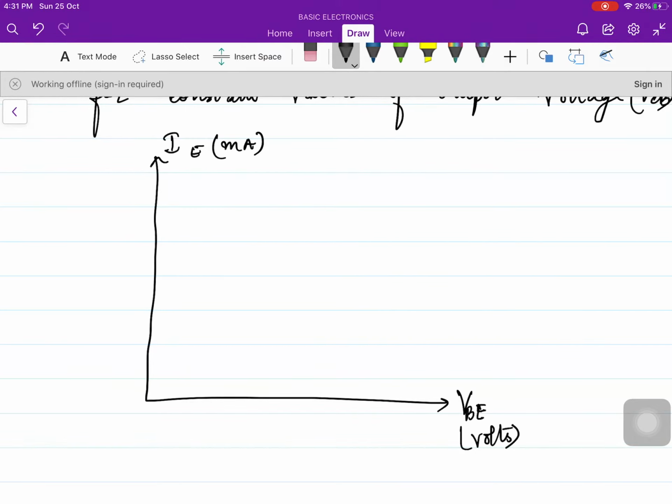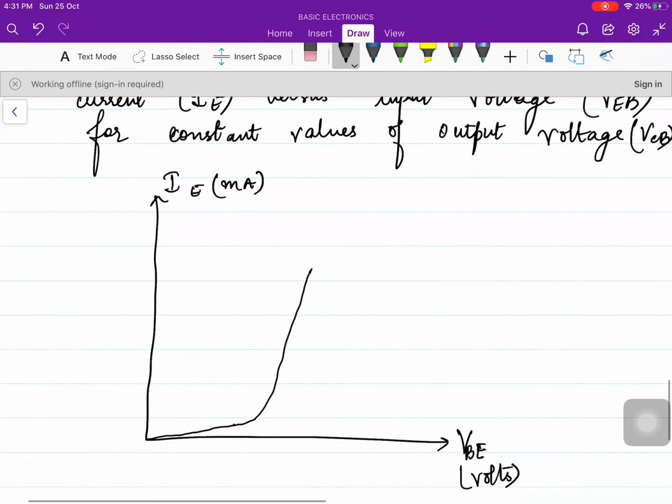The current will rise very slowly till 0.7 volt for silicon, if we are taking the junction to be of silicon. So it will rise very slowly till the knee voltage, and after it will rise rapidly. The same way that we have drawn for the PN junction. Till here very slowly and then rapidly. Now this is the graph only for one value of the output voltage. You have to draw for different values of output voltage. Let it be for VCB equals 5 volt.